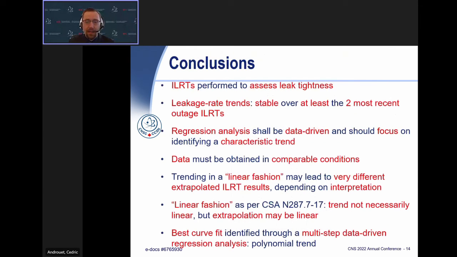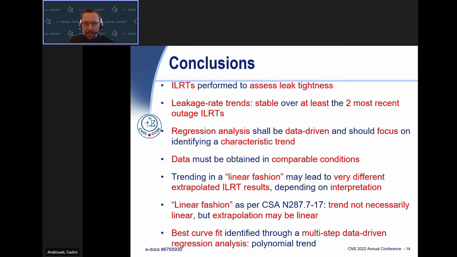In conclusion, ILRTs are performed to assess the leak tightness of Canadian NPPs either every 6 years or conforming to a performance-based test interval, which may be established if it has been demonstrated that the leakage rate trends are stable over at least the 2 most recent post-commissioning outage tests. So following the various analyses presented, the following conclusions can be drawn. First, the regression analysis shall be data-driven, and the analysis should focus on identifying a trend that may be considered as being characteristic of the input data.